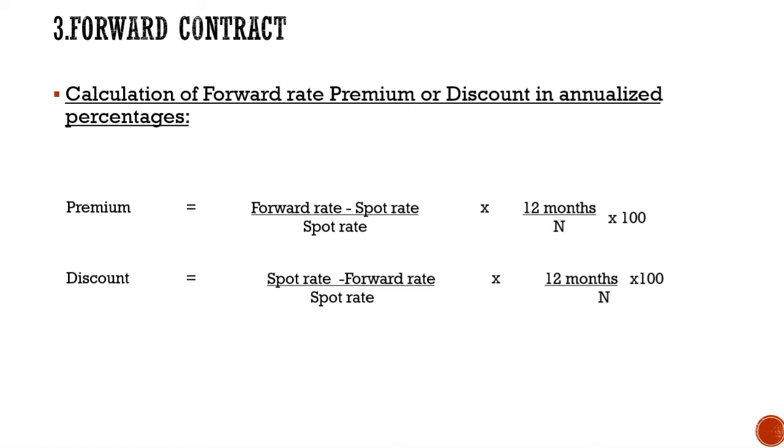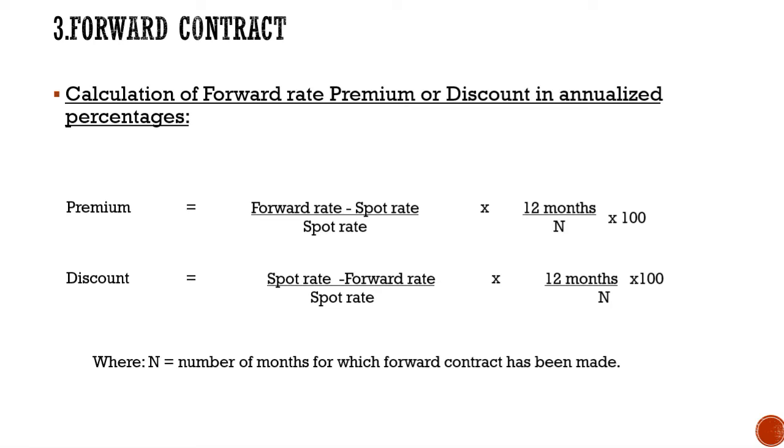Discount is equal to (spot rate minus forward rate) upon spot rate, into 12 divided by n, into 100, where again n is nothing but the number of months for which the forward contract has been made. So these are the two formulas by which you can find forward premium or forward discount. Now let us understand how we can use these formulas with an example.